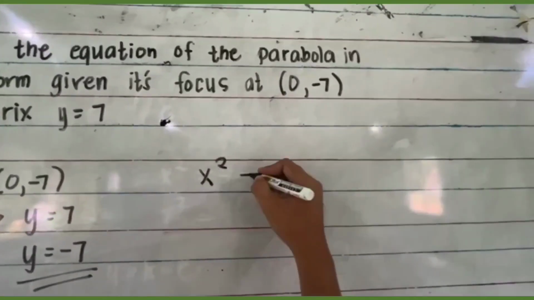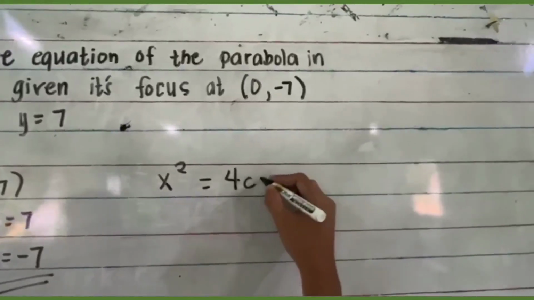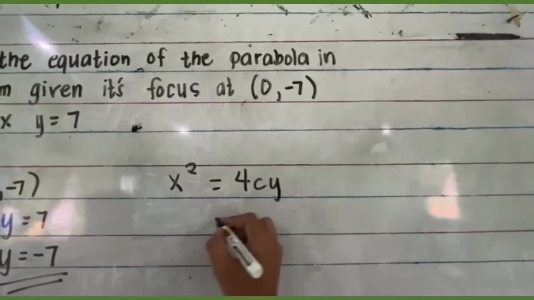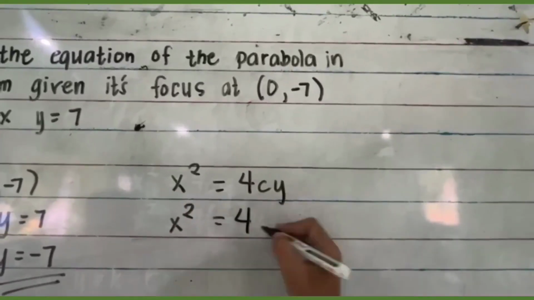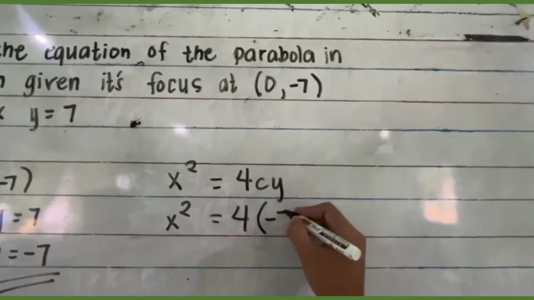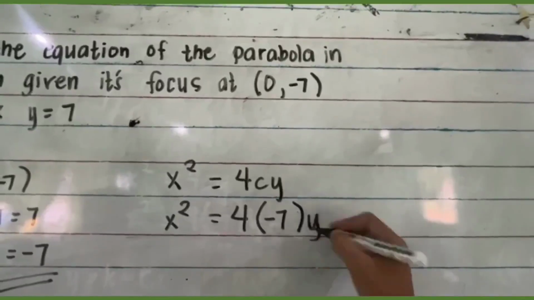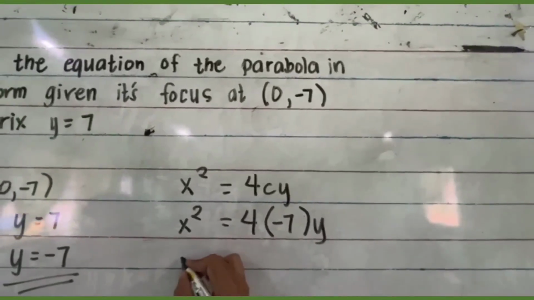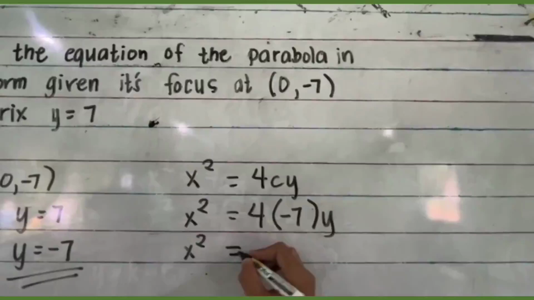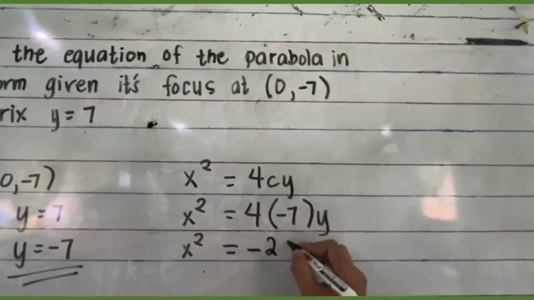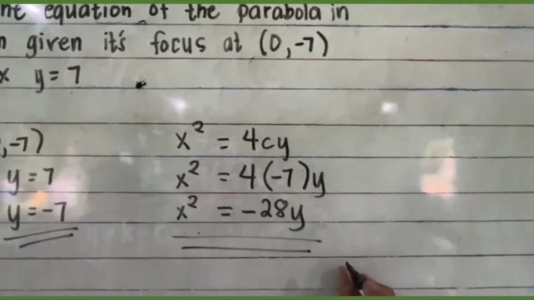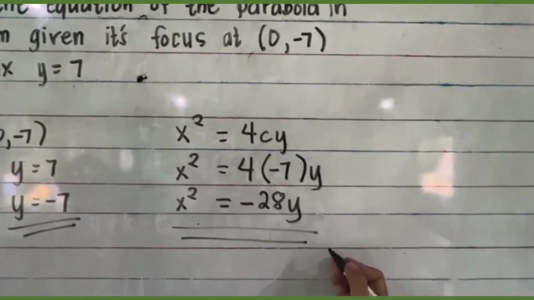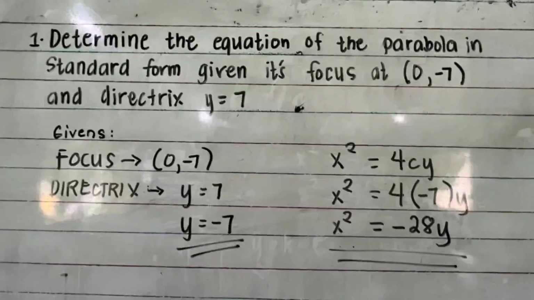Next, we have to find the standard form using the standard formula x squared equals 4cy. Next, substitute the given: x squared equals 4 times negative 7 y, x squared equals negative 28y. Now, x squared equals negative 28y is the standard form.